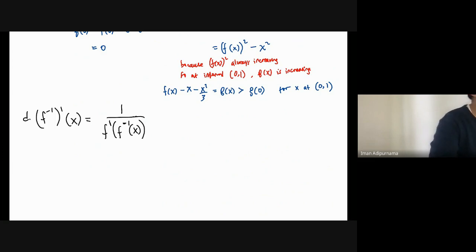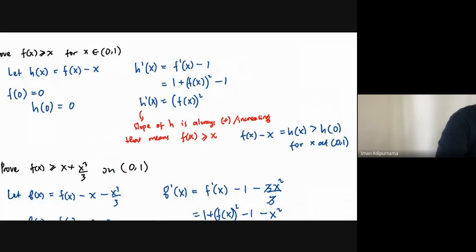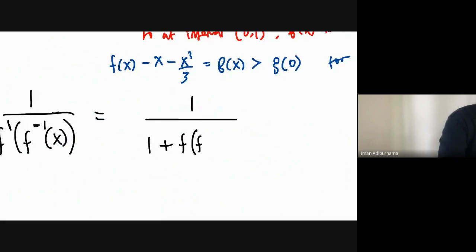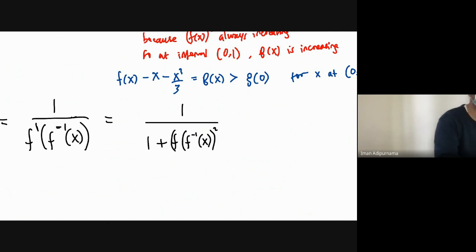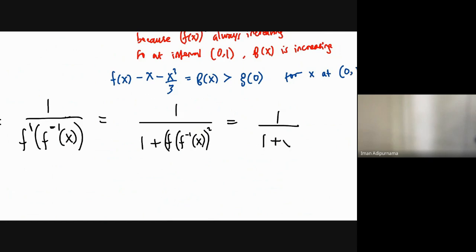I think I already explained this one time in class. So this will be 1 over the f prime, which is 1 plus f(x) squared, so 1 plus f of f inverse of x, squared. And f of f inverse of x is x, right? So this will be 1 over 1 plus x squared. So what function is this? It's related to the tangent that we solved, right?